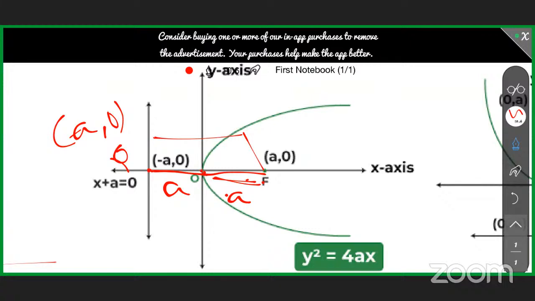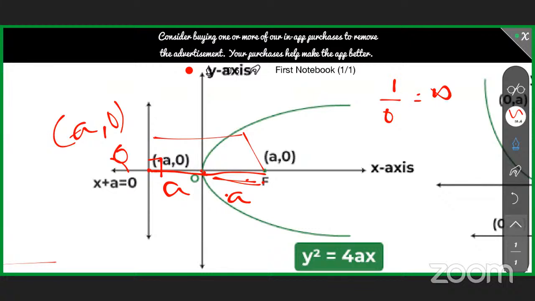So now I got my fixed line L, which is passing through the point (-a, 0). Find the slope. What is the inclination of this line with the x-axis? 90 degrees. The slope tan 90 is equal to infinity. So infinity means 1 by 0. Correct? 1 by 0, we call it infinity.